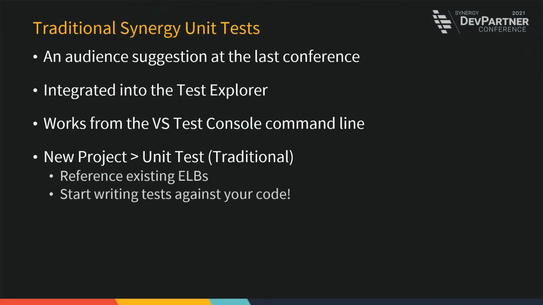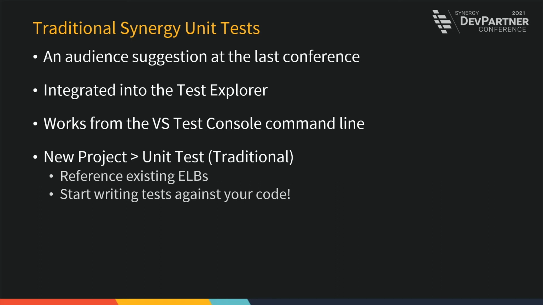Getting started with traditional Synergy unit tests is very straightforward. We ship a new unit test traditional template in Visual Studio that is pre-configured to reference our unit test framework. All you need to do is create a new unit test project, add references to your other Synergy libraries, and start authoring tests that call your code.